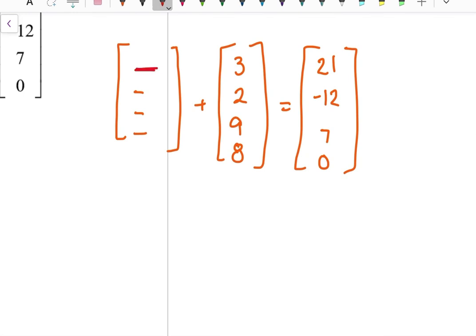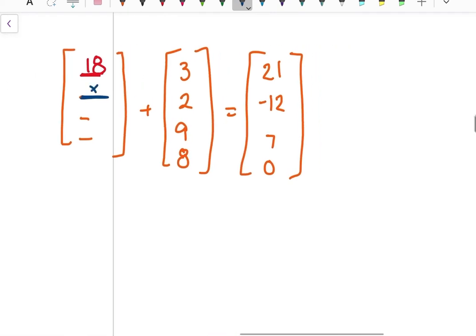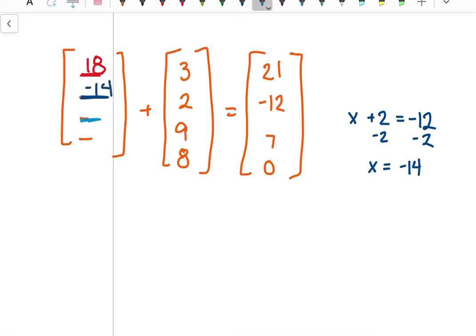Starting with my first space, something plus 3 needs to equal 21. That'll be 18. Then my next space, something plus 2 has to equal negative 12. Again, algebra equation makes this a little bit easier. Call it x. So I'll do x plus 2 has to equal negative 12. Subtract the 2, and you get x is equal to negative 14. So I can replace my space with negative 14. Next space, something plus 9 has to equal 7. Again, put in a variable if you want. y plus 9 has to equal 7. Subtract the 9, and you get y is equal to negative 2. Replace y with negative 2.